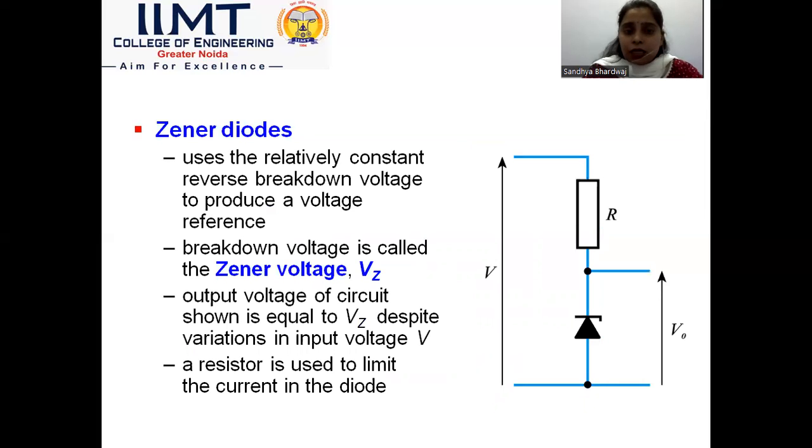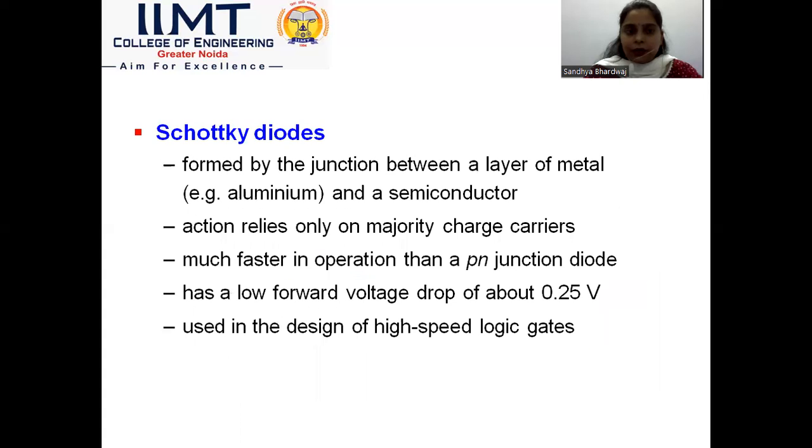Zener diodes use the relatively constant reverse breakdown voltage to produce a voltage reference. Here R is a load and the symbol is the Zener diode. V0 is the output and V is the voltage input. The breakdown voltage is called the Zener voltage, which is denoted by Vz. The output voltage of the circuit shown is equal to Vz despite variation in input voltage V. A resistor is used to limit the current in the diode.